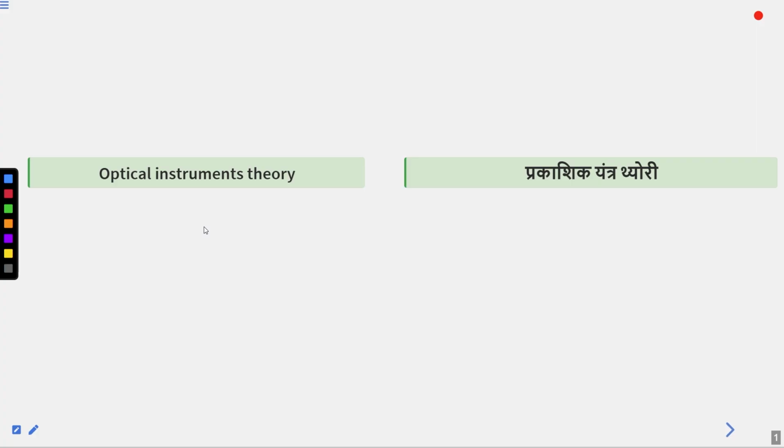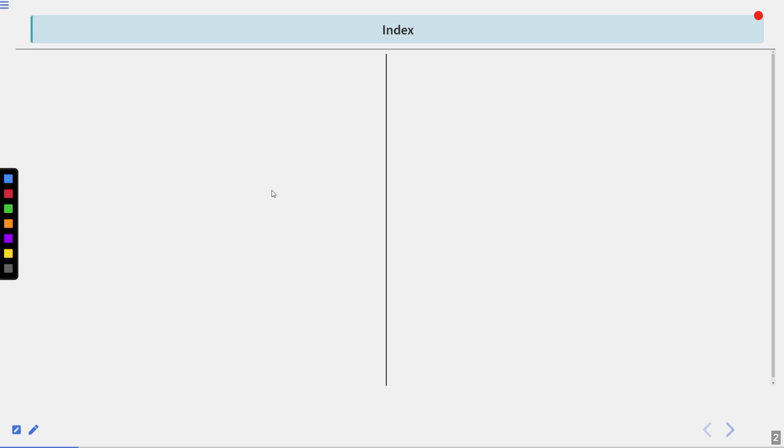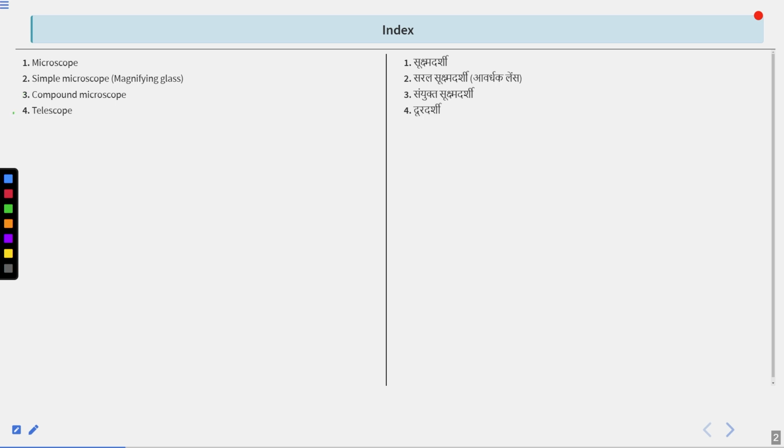Hello students, in today's lecture we will learn optical instruments, and this is the theory part. The topics which we will cover in today's lecture: first is microscope, simple microscope, compound microscope, telescope, refracting telescope, and last reflecting telescope. So these are the topics of today's lecture, which we will learn one by one.